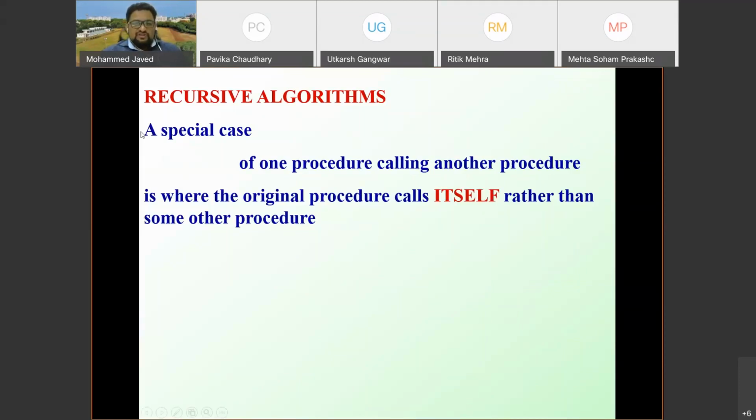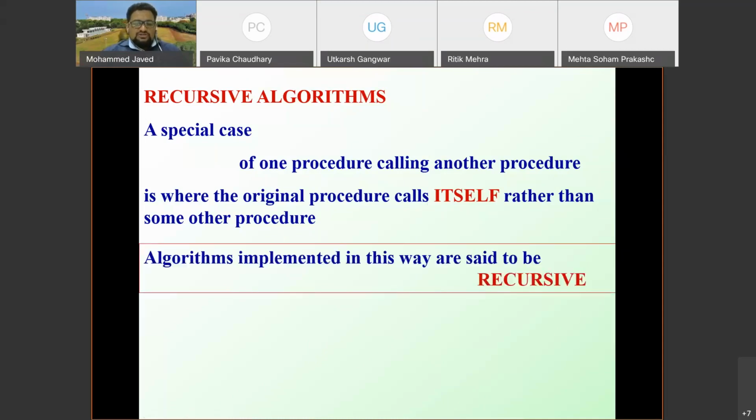So the definition of a recursive algorithm: it is a special case of one procedure calling another procedure, where the original procedure calls itself rather than some other procedure. So a function calling itself again and again. Algorithms implemented in this way are said to be recursive algorithms.